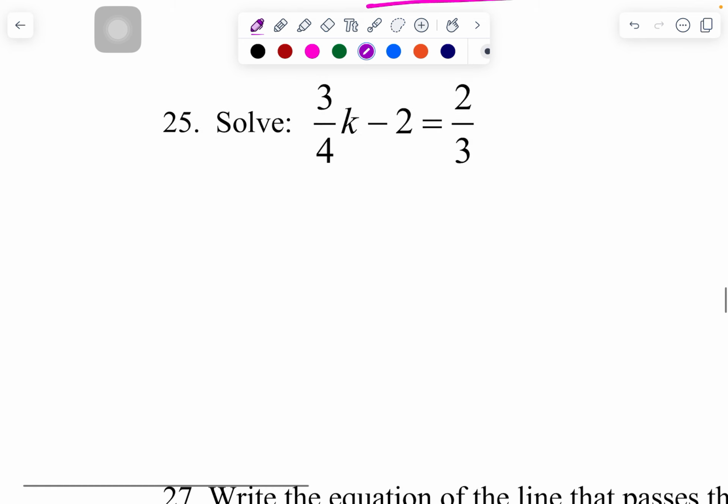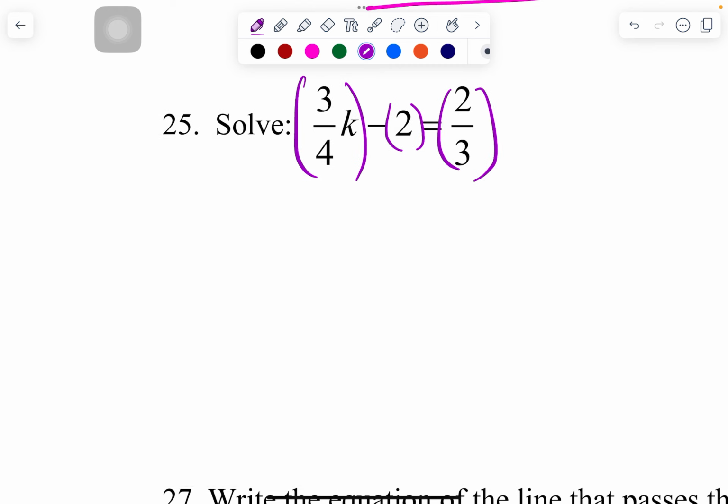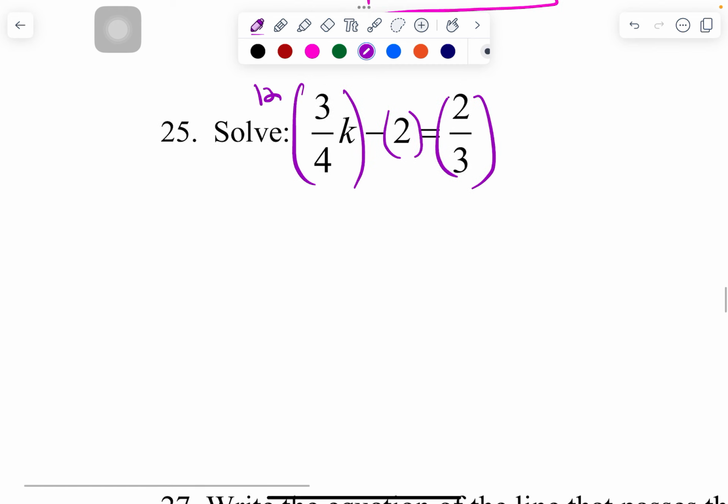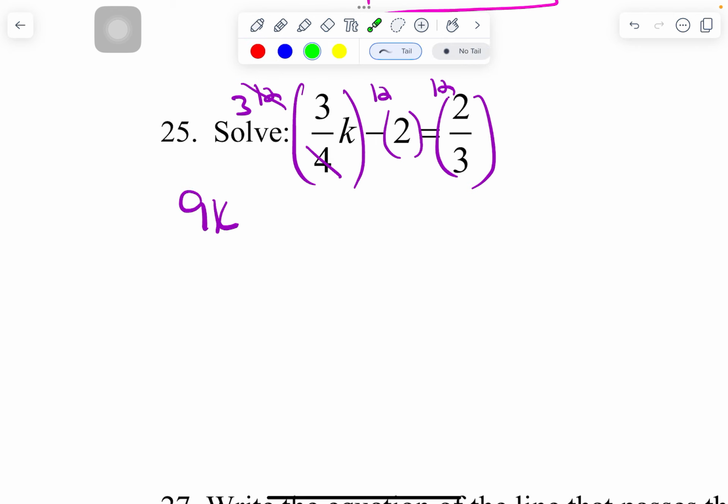Question number 25, your favorite thing in the world, it's fractions in an equation. But if you're not such a big fan of them, let's multiply it through by the least common multiple for 4 and 3, which is going to be 12. Okay. 12 divided by 4 makes 3. 3 times 3k is going to be 9k. There's no denominator here, so no division. We're just going to do 12 times 2 is 24. 12 divided by 3 is 4. That's going to be an 8 when you multiply it out.